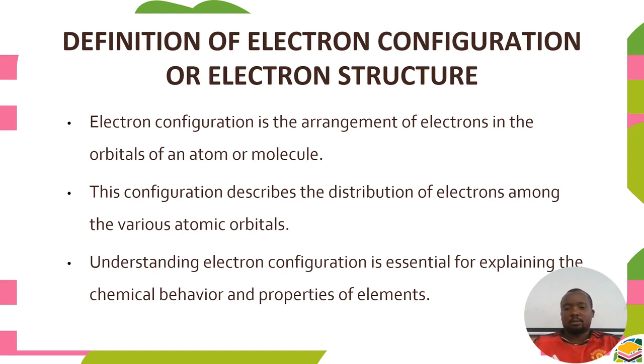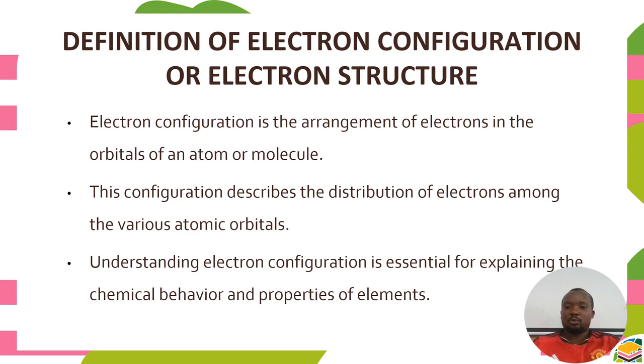In the orbitals, or we call them shells or energy levels. But if we go deeper, you understand that they are not shells or energy levels, but they are orbitals. Now, this configuration describes the distribution of electrons among the various atomic orbitals. It gives a clear description of how the given electrons are distributed in various atomic orbitals.